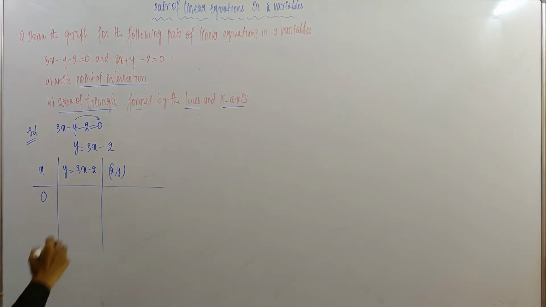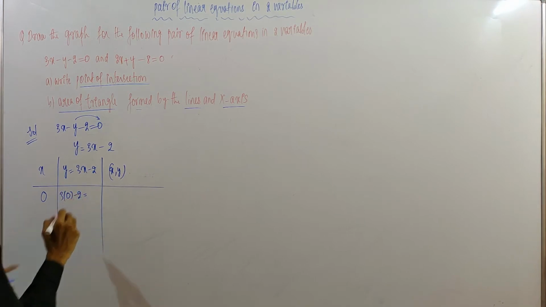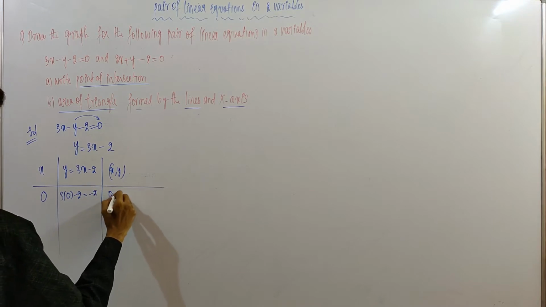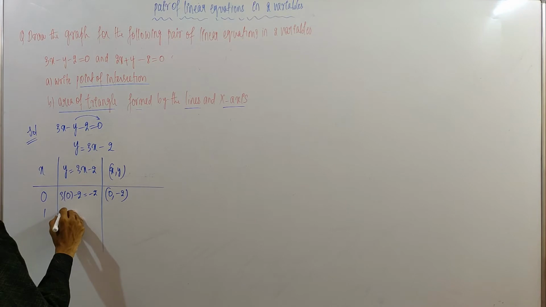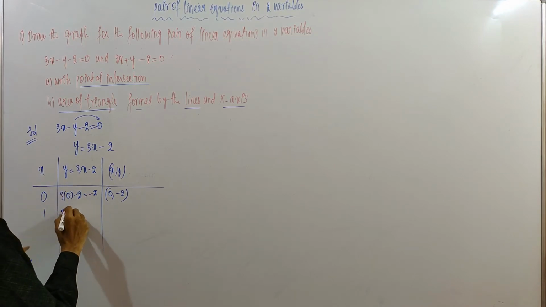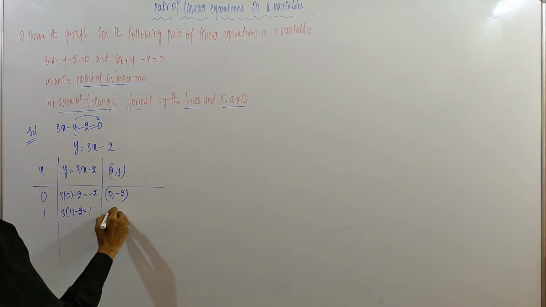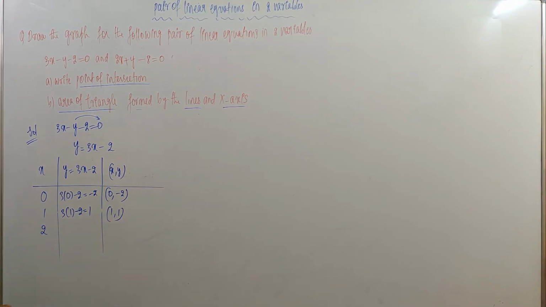Take the x value as 0. So 3 into 0 minus 2. 3 into 0 is 0. 0 minus 2 is minus 2. So the first pair is 0 comma minus 2. Take the x value as 1. So we have 3 into 1 minus 2. 3 minus 2 is 1. So 1 comma 1. Next, take the x value 2.